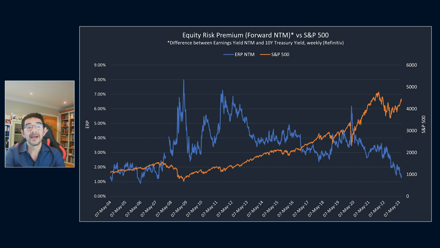Now, let's put a chart of the SPX over the equity risk premium, and this is what we get. So what does this tell us? Well, I'll say it once more. One chart doesn't tell you everything you're going to need.